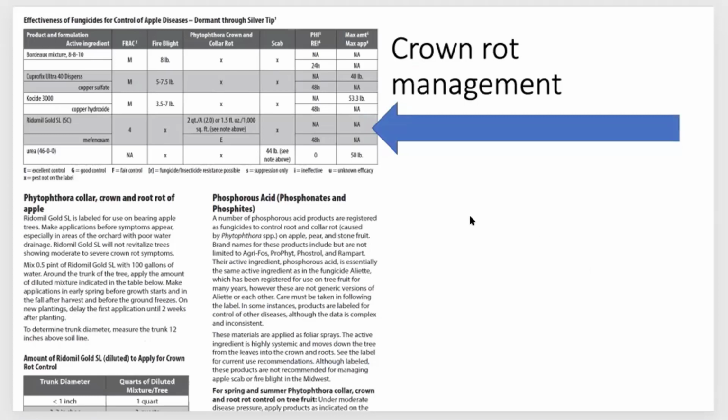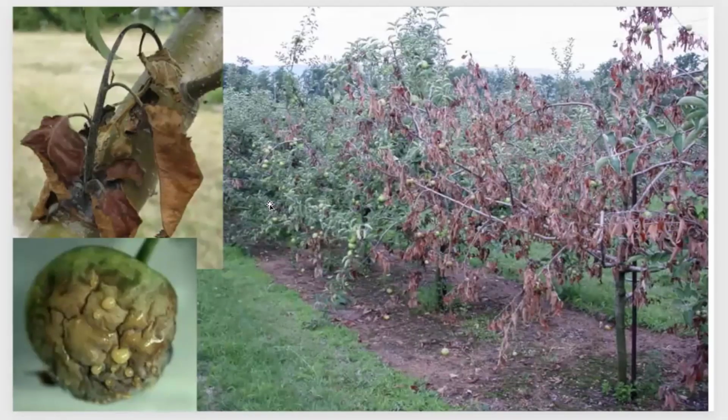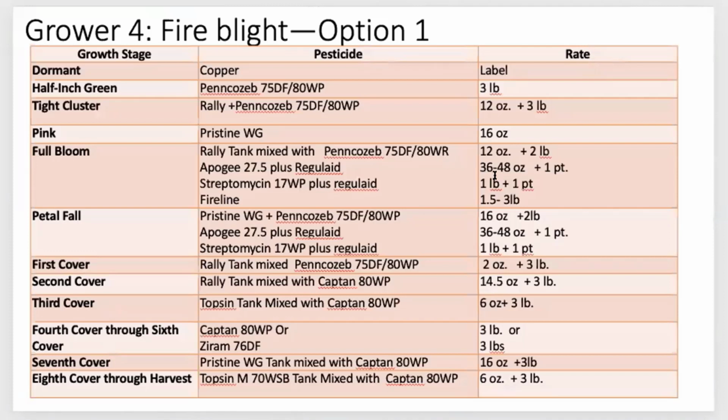Any questions on crown rot? And if not, we can go over to fire blight. Okay, so what I can do is spend the next couple of minutes until Zoom boots us off or whatever, talking about fire blight.